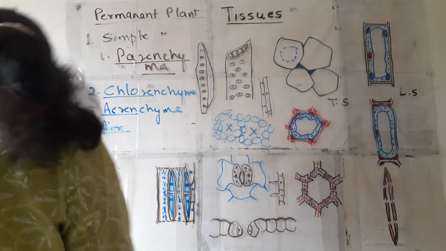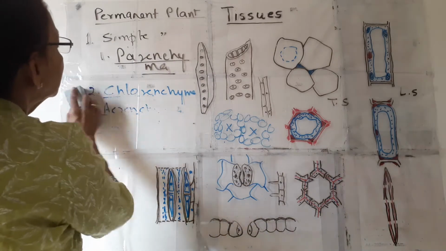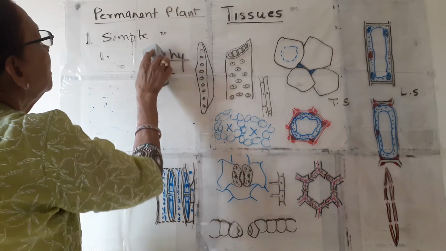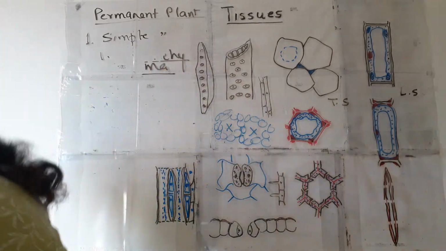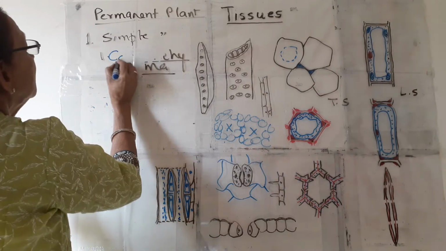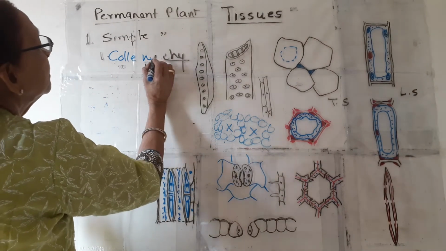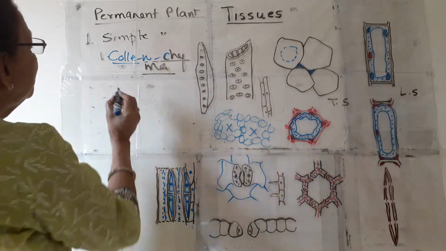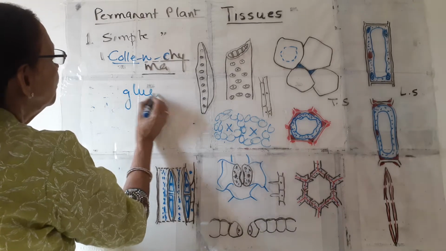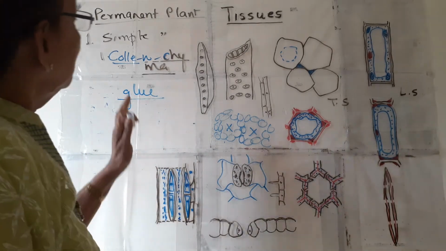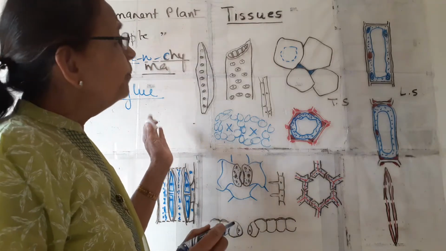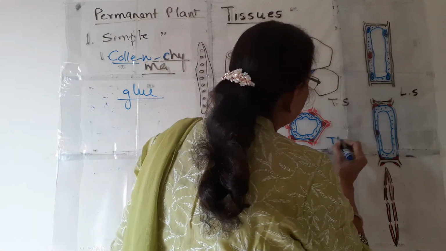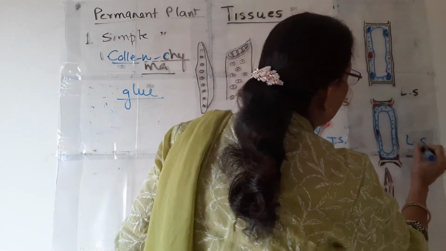Now we are coming to the second permanent tissue. The second permanent tissue is known as collenchyma. Again, the meaning of the word colon is glue. So, what does it mean? Where is the glue? These are the cells of collenchyma. It is in TS and it is in LS.